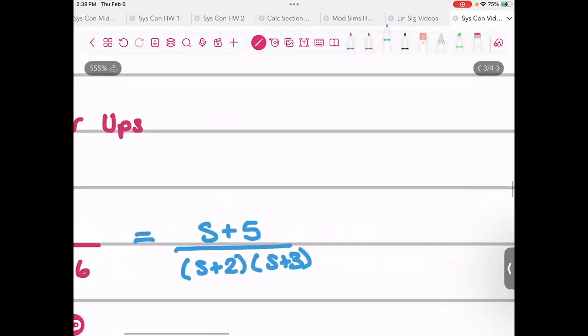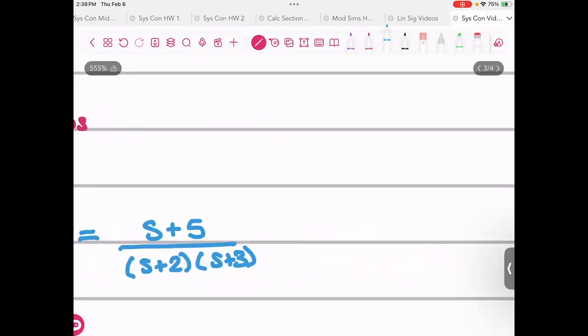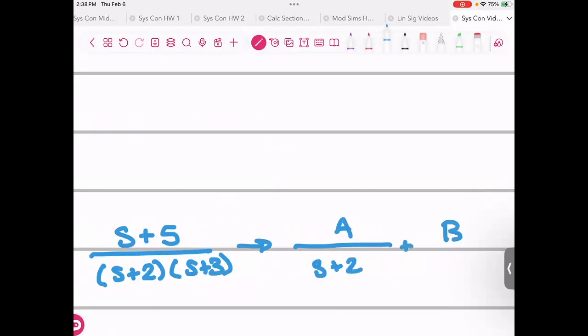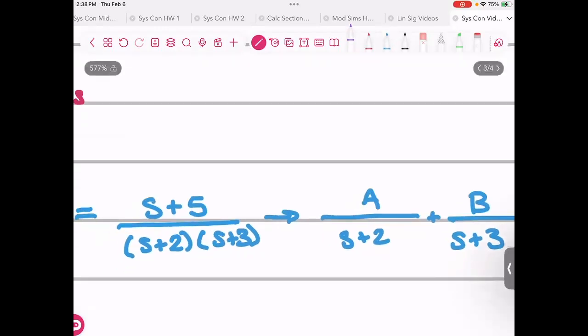But now we want to break it up so we can do a Laplace transform on this. And the way we would do that, if you remember from last time you learned partial fraction decomposition, you have A over s+2 plus B over s+3. And the way that Dr. Sarma showed us to do it is it's called the cover-up method.